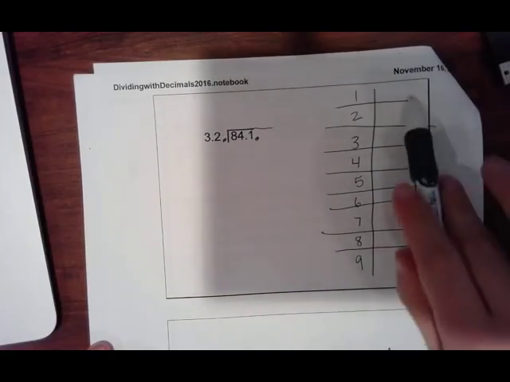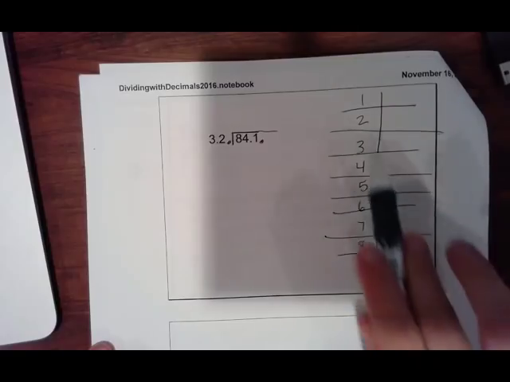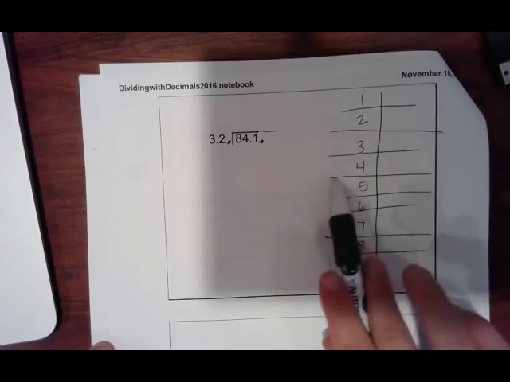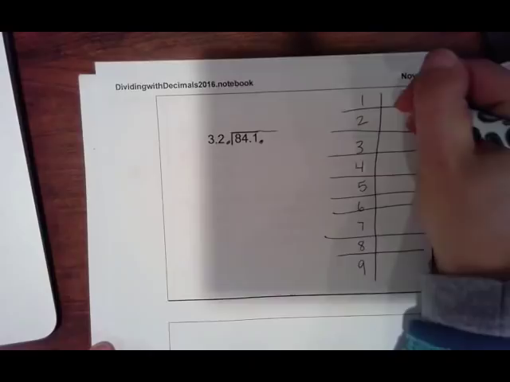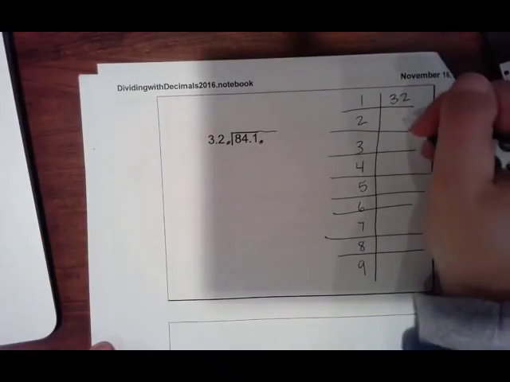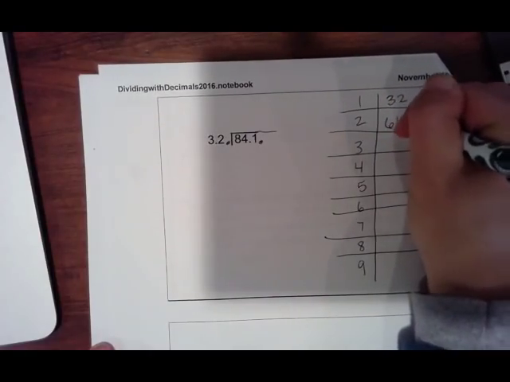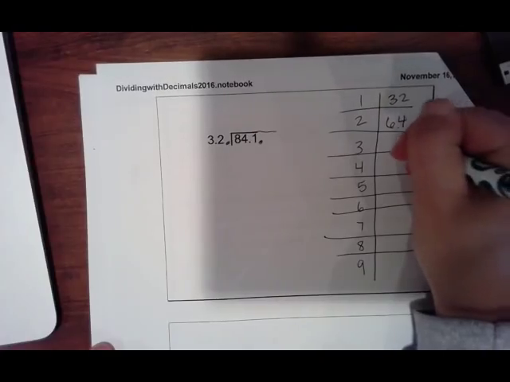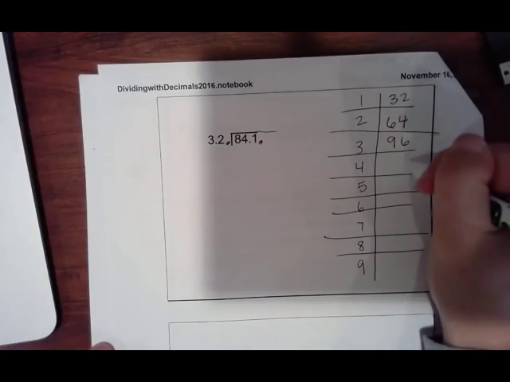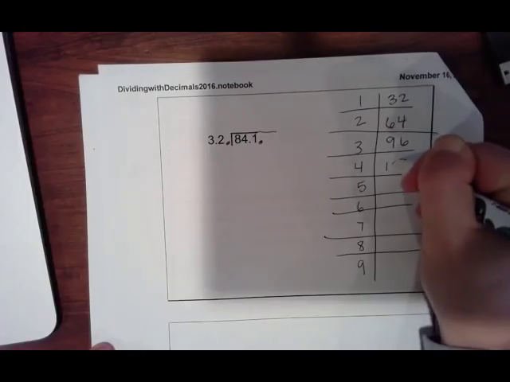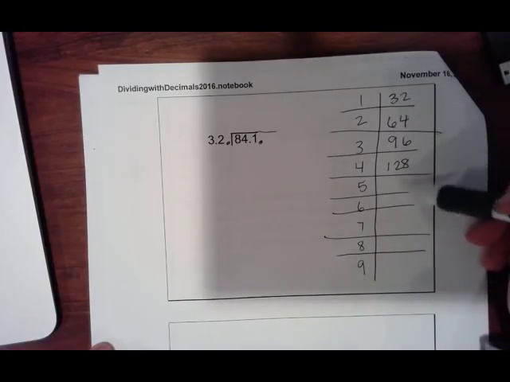So again, here we just have the numbers 1 through 9. On the right side, we are going to multiply these numbers by 32. So 1 times 32 is 32. 2 times 32 is 64. This is going to be 96. You can just see I'm adding 32 to this number every time.